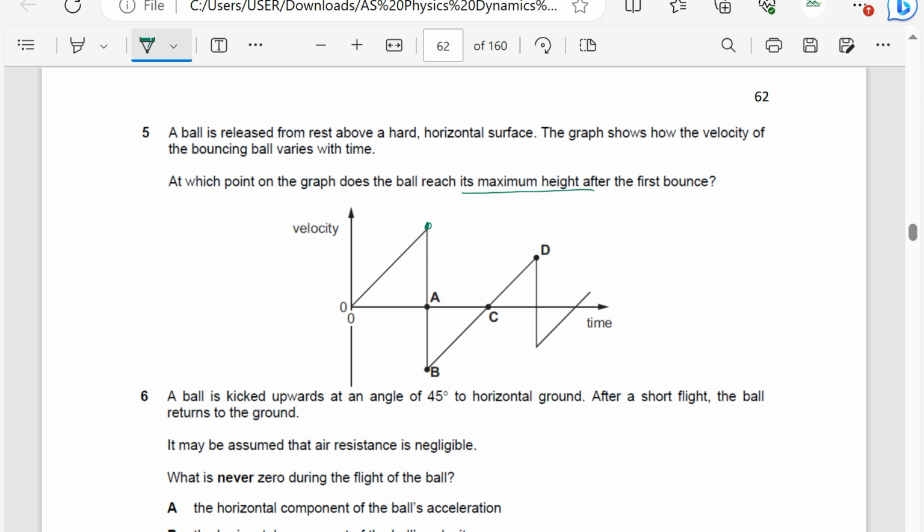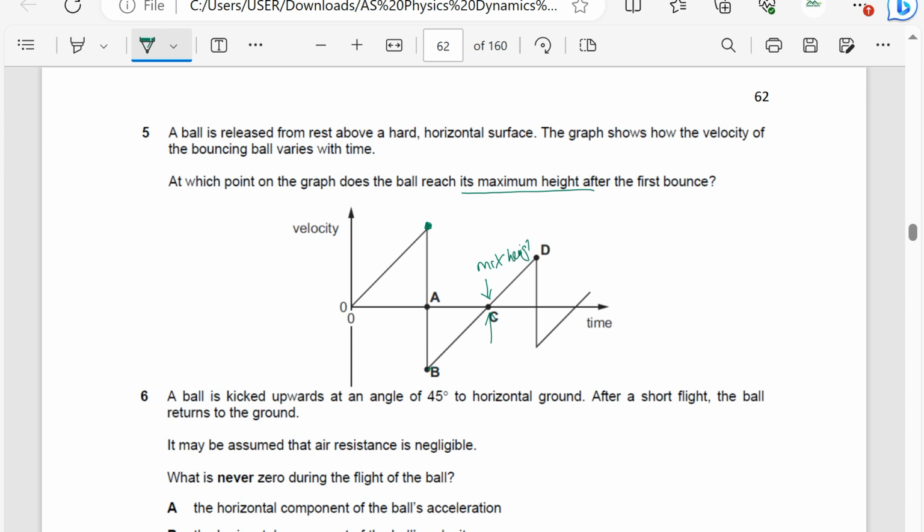Here the velocity increases until it hits the ground. So it bounces at this point. When it bounces, it changes direction, and now again velocity decreases in the opposite direction. So here it has reached the maximum height. At maximum height v is 0. So here it is at maximum height after the first bounce.